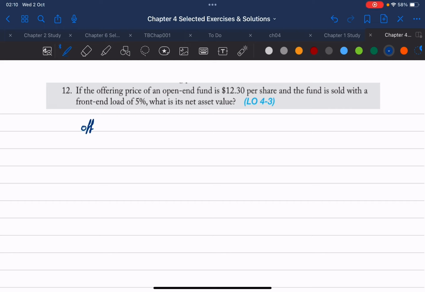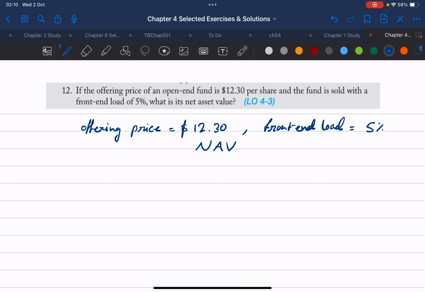The offering price, which was given in the question to be $12.30. We also know the front-end load, which is 5% in this case. And what we are trying to calculate is net asset value.